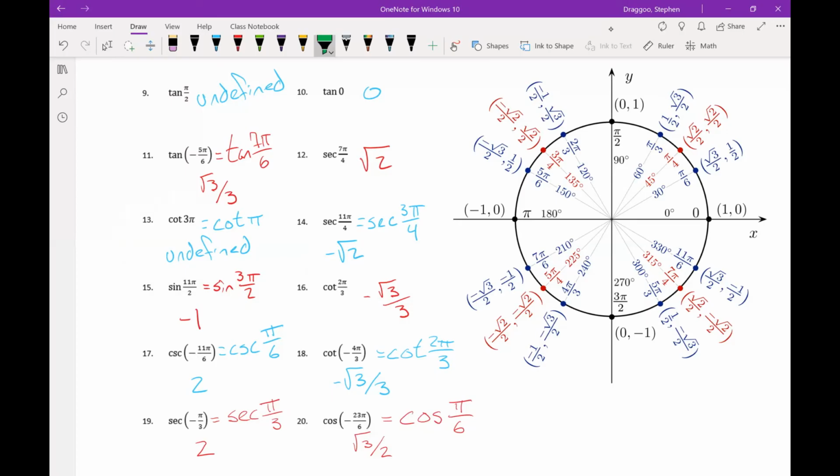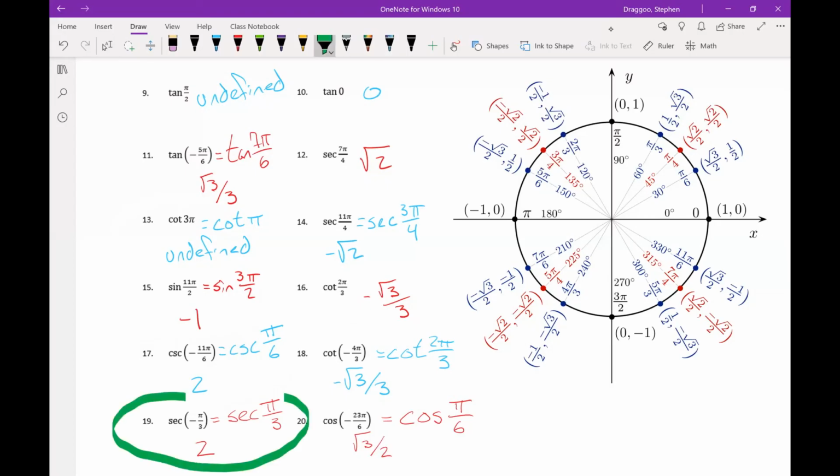In 14, I found a coterminal angle to 11 pi over 4 and got 3 pi over 4. 15, coterminal angle to 11 pi over 2 was 3 pi over 2. In 17, a coterminal angle to negative 11 pi over 6 is pi over 6. A coterminal angle to negative 4 pi over 3 is 2 pi over 3.